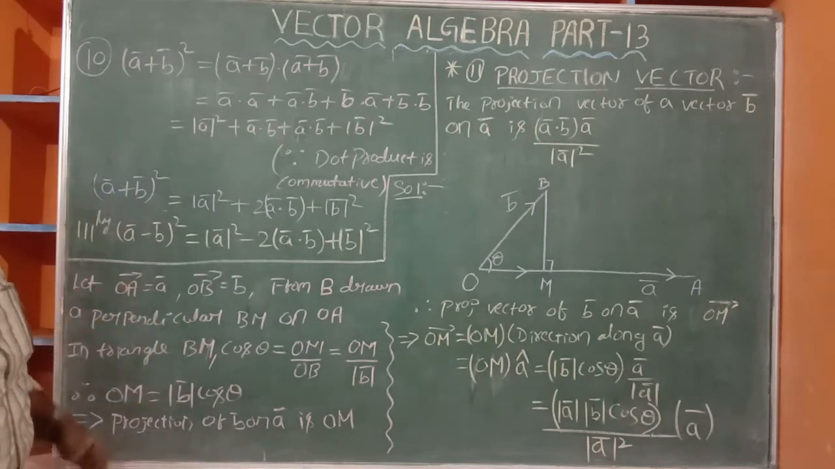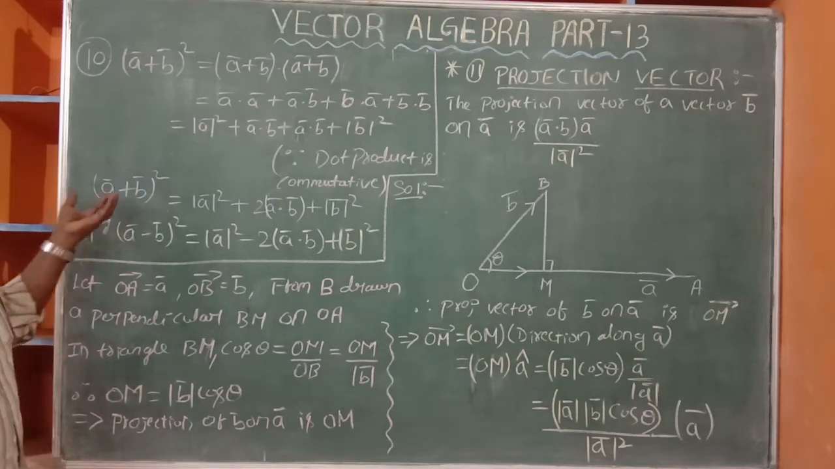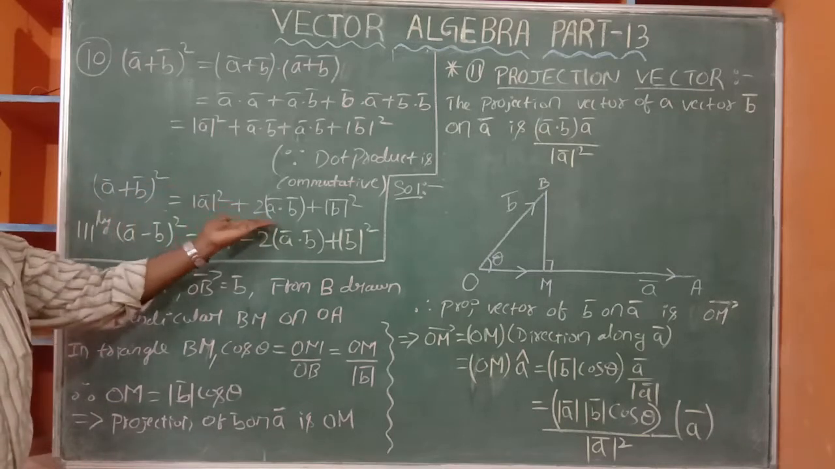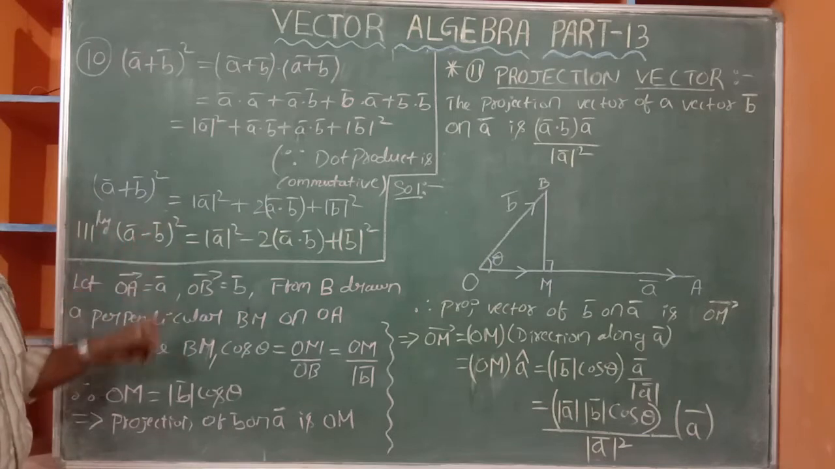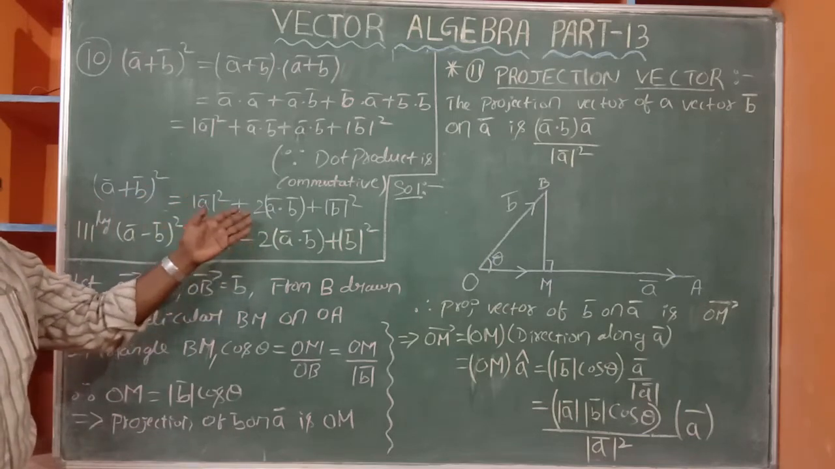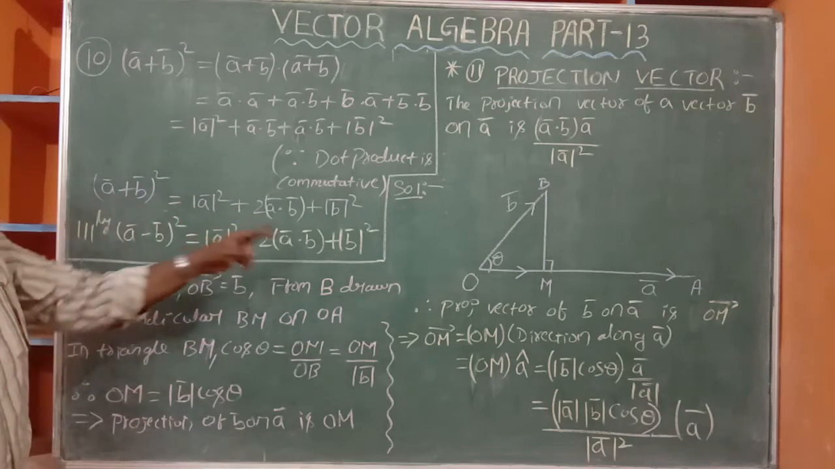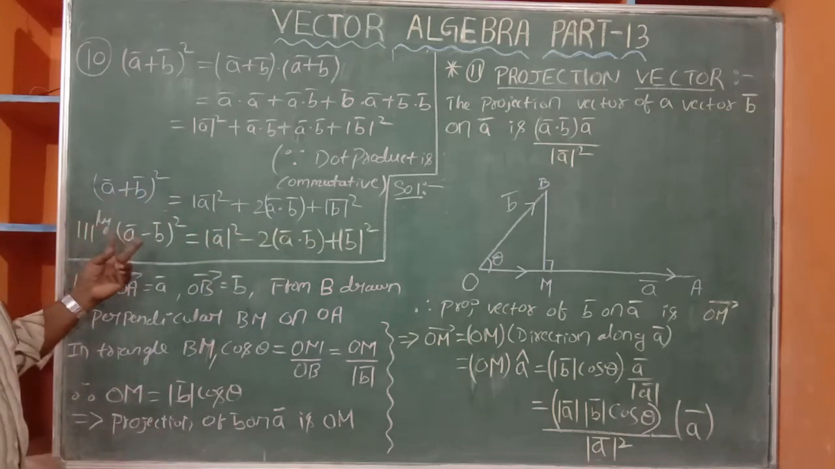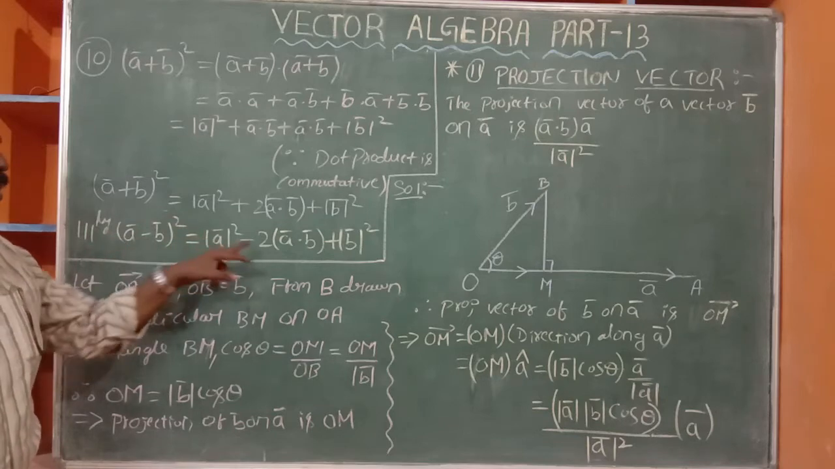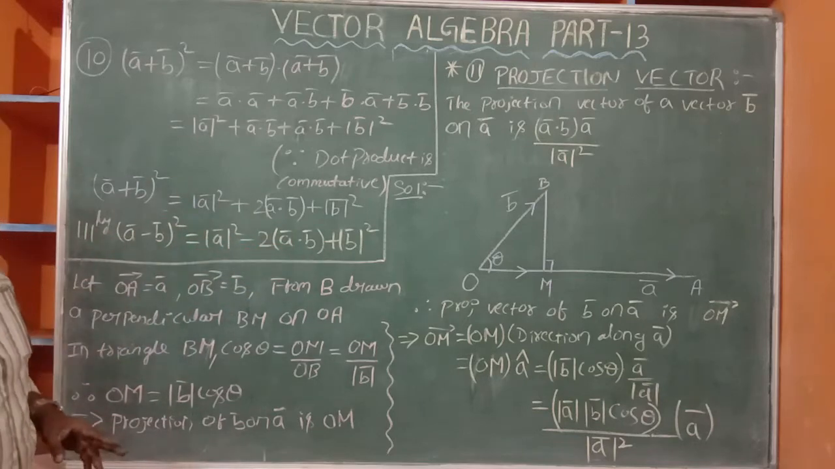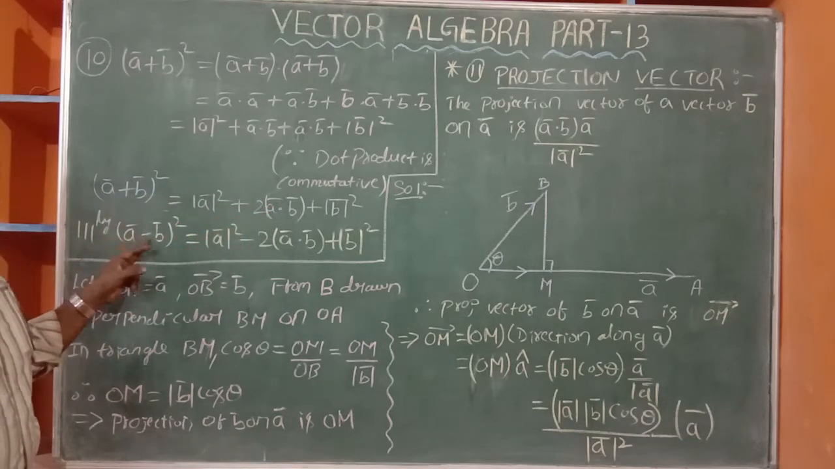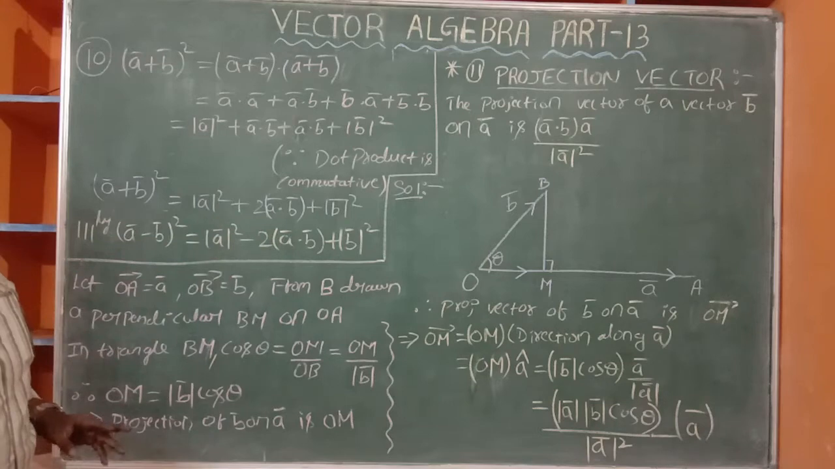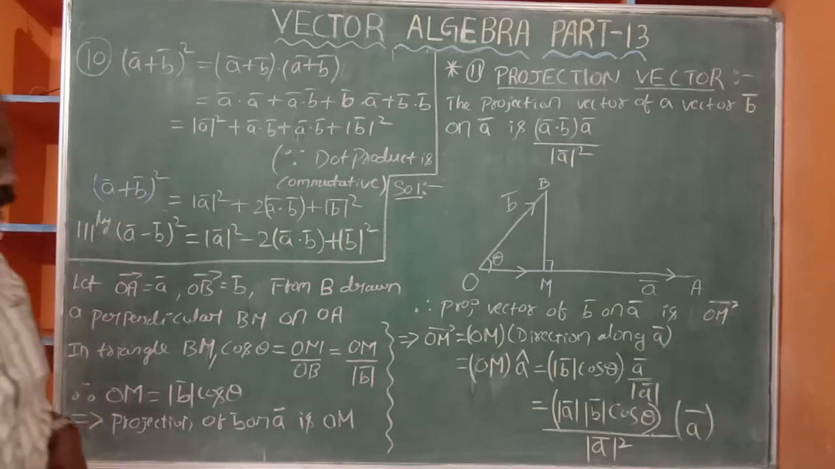So (a bar plus b bar) whole square is just like (a plus b) whole square, a square plus b square plus 2ab. Similarly, try to solve it: (a minus b) whole square means a bar square minus 2 a dot b plus modulus of b bar square, just like a square minus 2ab plus b square. If plus is there, plus 2 a dot b; if minus is there, minus 2 a dot b.